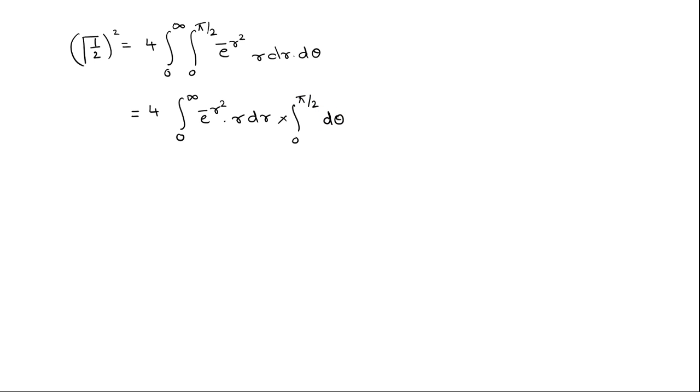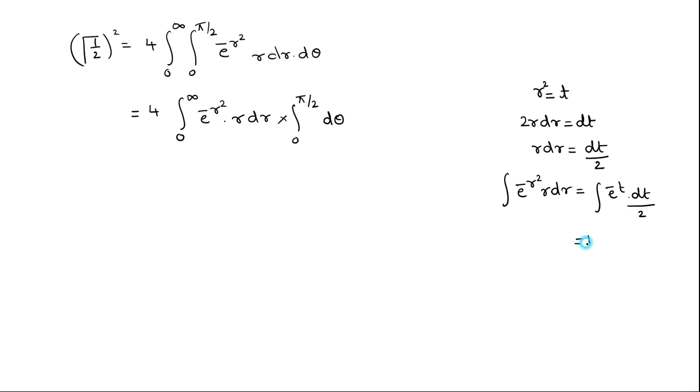This we can do if both the limits are constant limits. Now to evaluate the first integral, we will go for the substitution method. Substitute r square is equal to t. The derivative of r square is 2r dr is equal to dt. So r into dr will be equal to dt by 2. Therefore the integral of e raised to minus r square r into dr will be e raised to minus t dt by 2. The integration of e raised to minus t is e raised to minus t divided by minus 1. Since we have taken t as r square, it is e raised to minus r square by minus 1.